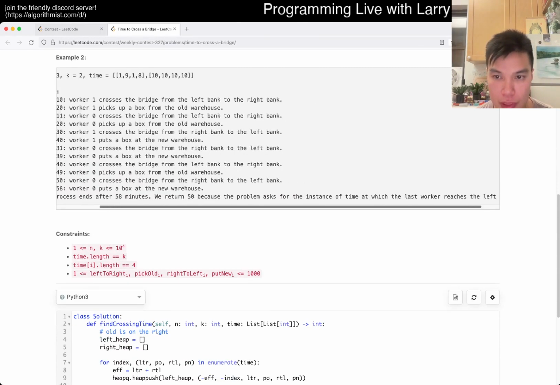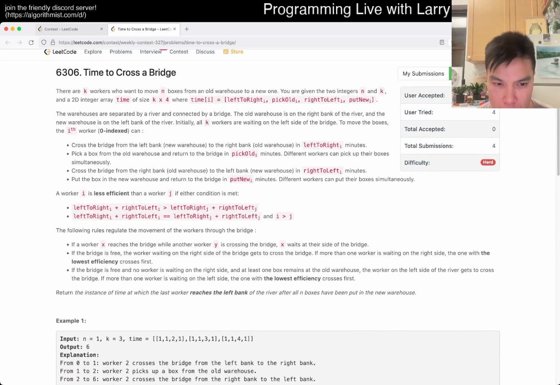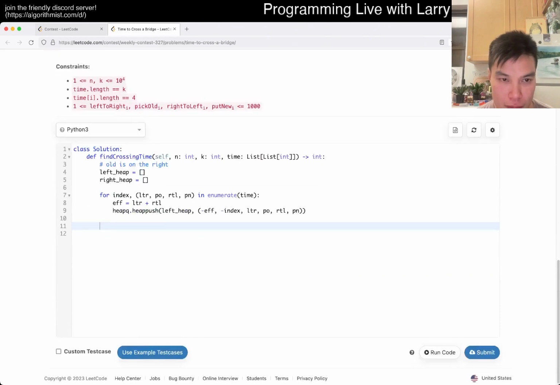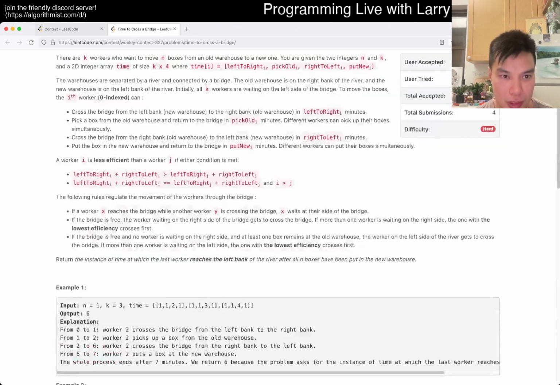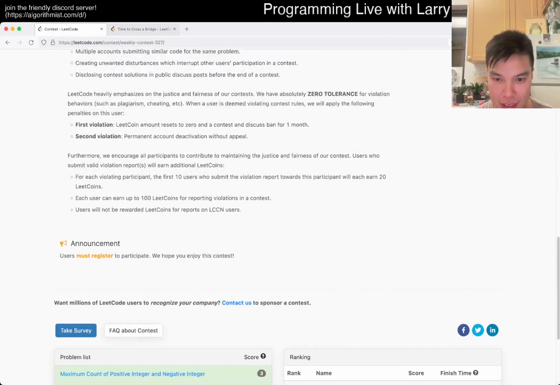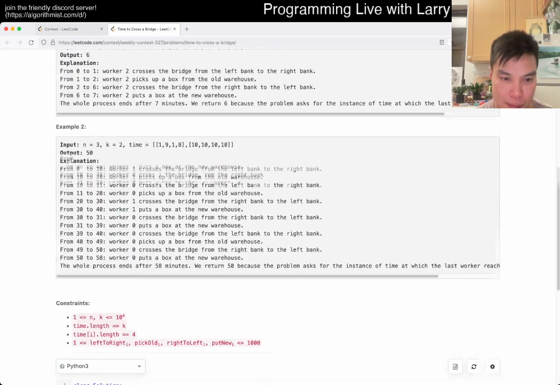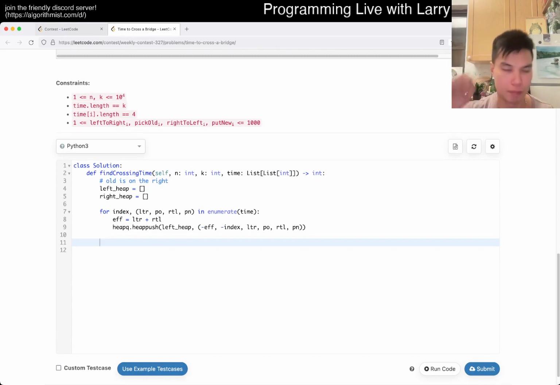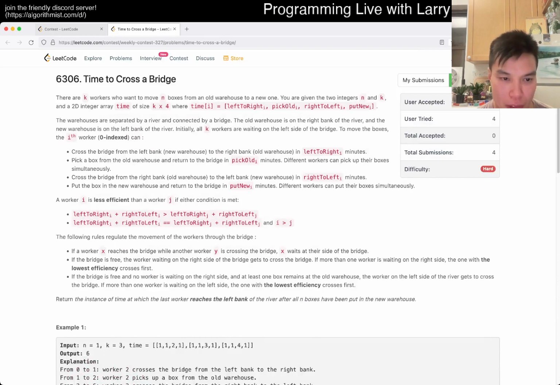The last worker reaches the left bank. Do they all have to go back to the left? I guess so. Okay, this is kind of confusing as hell. Has anyone solved this yet? That's what I'm curious about. Not really, but what's K again? K is the number of workers. Okay, I knew that.